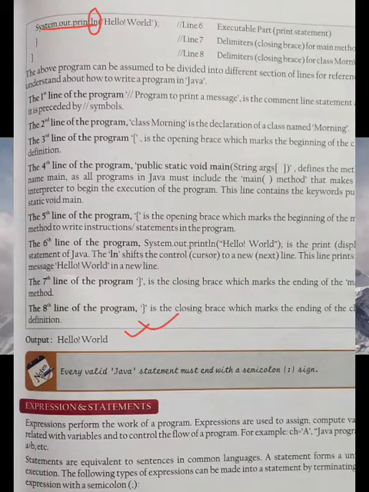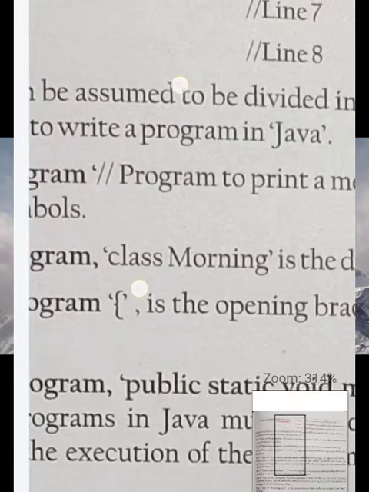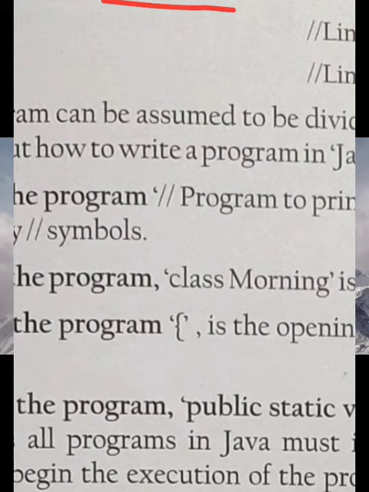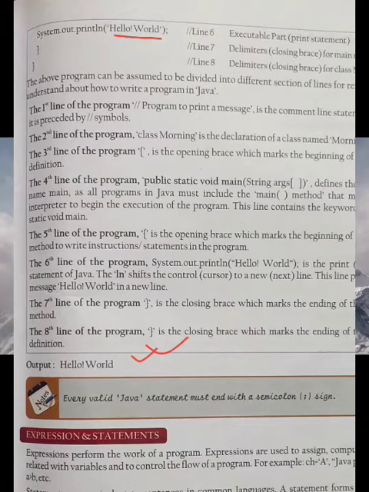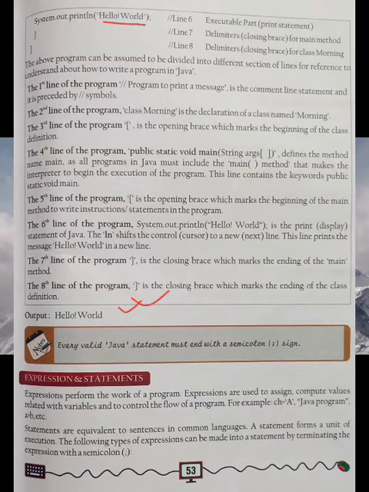If we are using only System.out.print, it will print on the same line, but we are using println to print on a different line. Hello world is enclosed within brackets and inverted commas and terminated by a semicolon symbol. Any valid statement of Java is terminated by a semicolon. Now the delimiters: whatever delimiters we have opened, the first is for the main method and the second is for the class. This is a simple program in Java to print hello world.